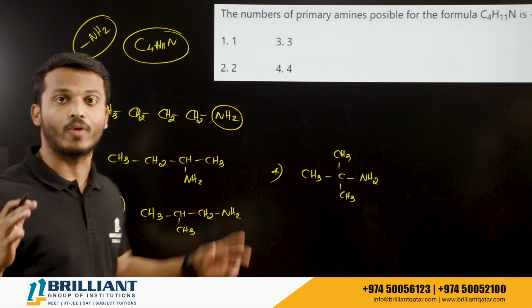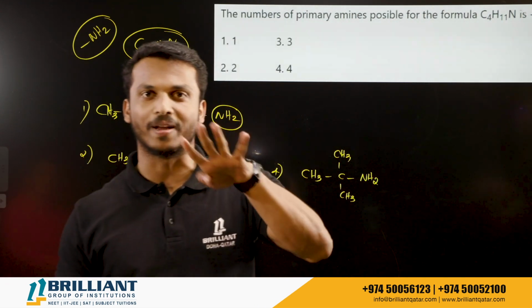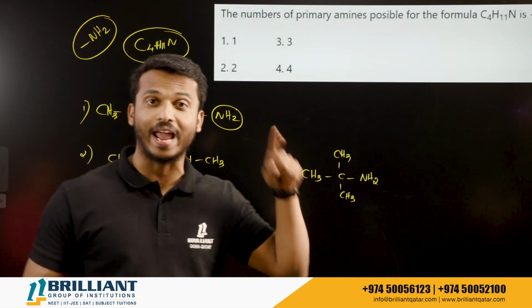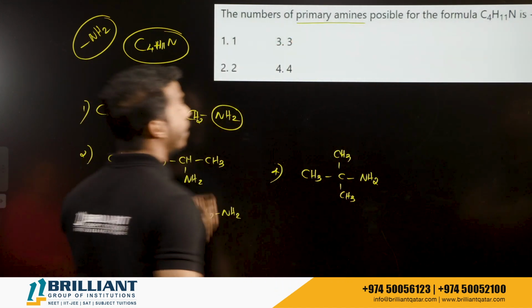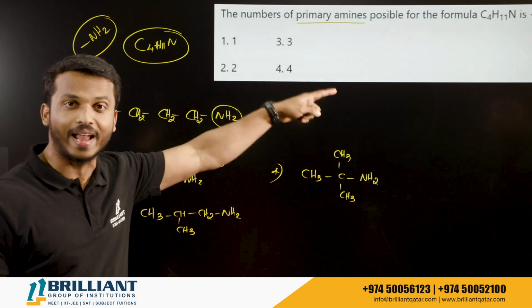This is the maximum way of presenting, a total of 4 primary amines for the formula C4H11N. So what is the answer? How many primary amines are possible for the formula C4H11N?